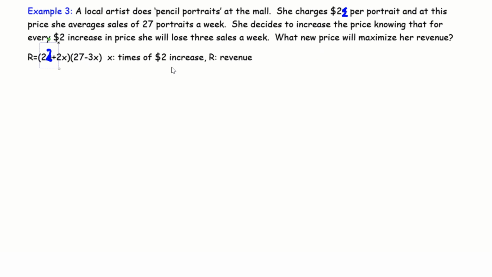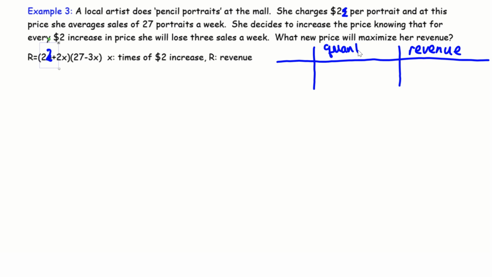Although this equation is given, I want to show you how to get that equation set up. So we are going to draw a chart. It will be easier for you to understand how to set up that equation. So the revenue equals the price times the quantity. How many portraits sold? So this is quantity. And this is a unit price per portrait. These two times give you the revenue.